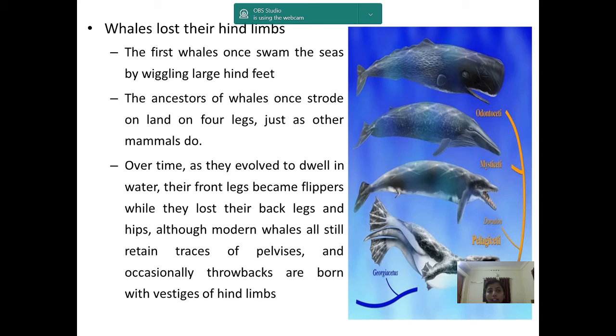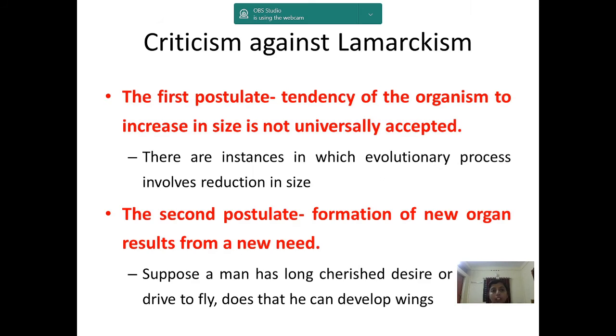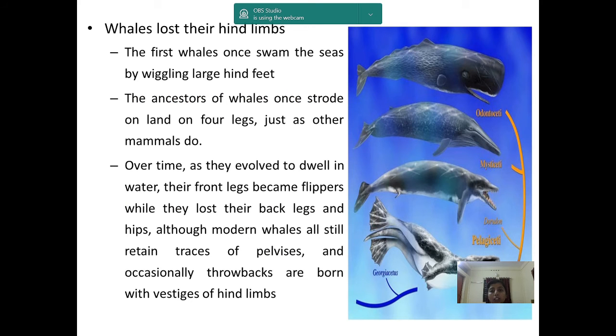Next, the third very good example is whales losing their hind limbs. Earlier, the ancestors actually had large hind feet, which were used on land to stand, just like mammals do. Over time, they spent a lot of time in water, so their front legs were constantly used as flippers, while their back legs and hips were lost. Although modern whales still have some traces of pelvises. So these are the ideas of Lamarck, that is Lamarckism.